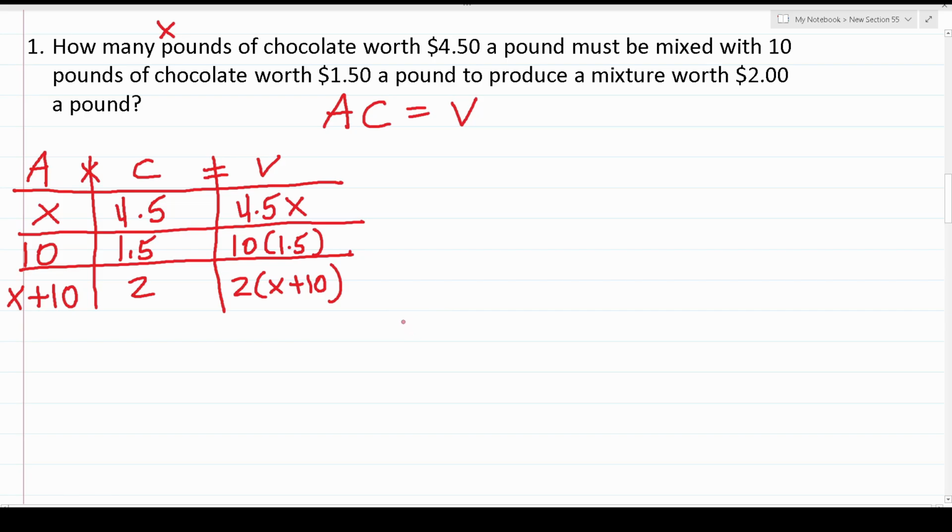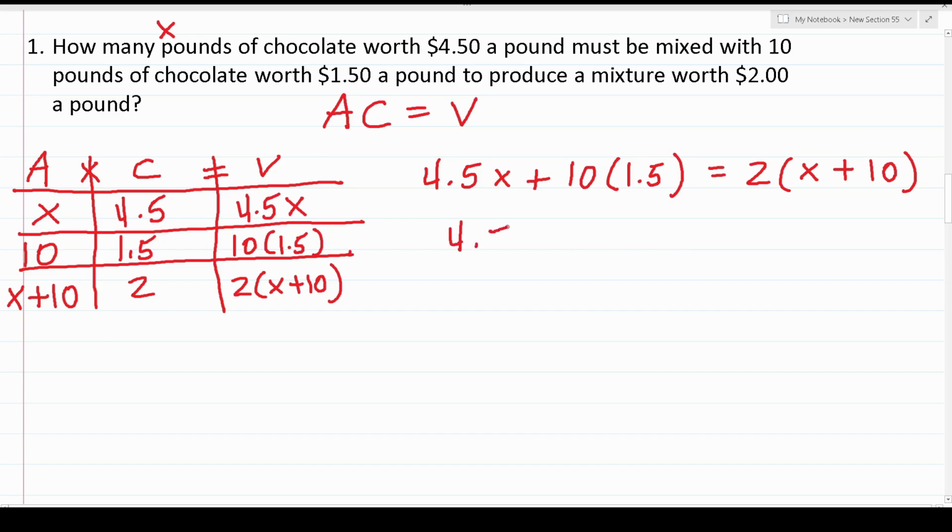Okay, so now let's go ahead and solve this one. Again, we're going to be looking at this value row. And again, the value of this mixture plus the value of this mixture has to equal the value of the blended mixture. So that's going to be 4.5x plus 10 times 1.5 equals 2x plus 10. All right, so again, let's go ahead and start working things out now.